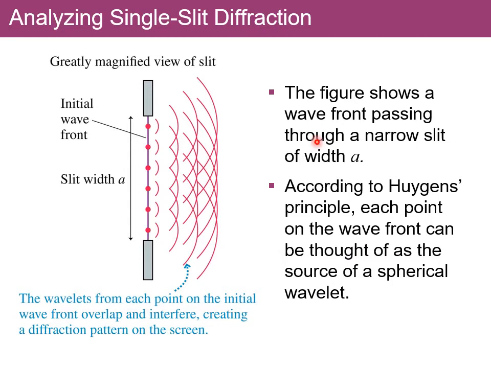We can apply Huygens' principle to justify the single-slit diffraction phenomena that we discussed at the beginning of this lecture. Here, a planar wavefront is incident upon a narrow slit of width a. Each point of the initial wavefront may serve as the seed of a spherical wavelet. The wavelets from each point on the initial wavefront overlap and interfere, creating a diffraction pattern on the viewing screen.